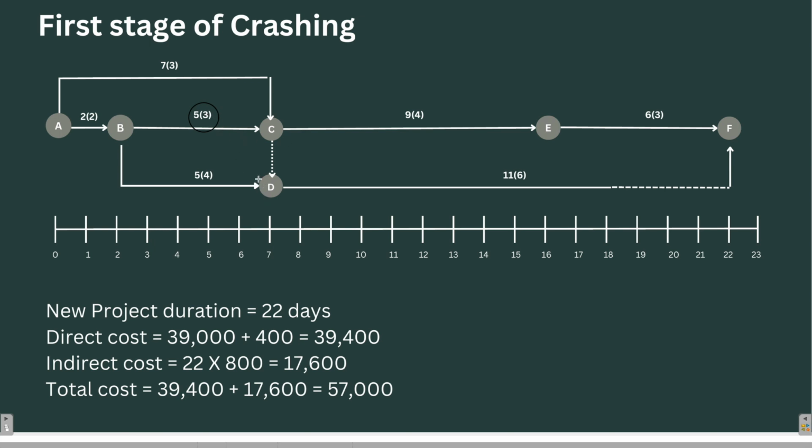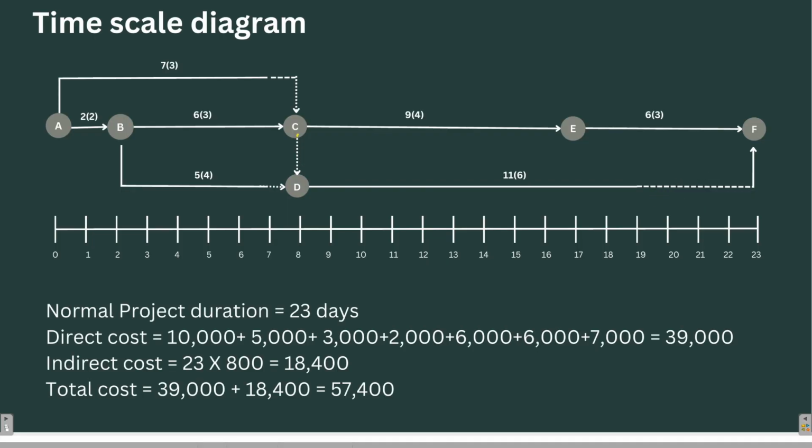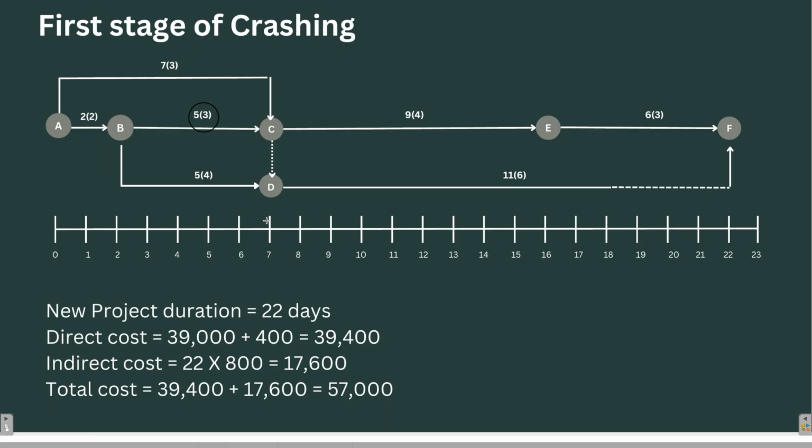After crashing it for 1 day, what will happen? You see, C activity was starting at the 8th day. It will start from the 7th day onwards. So I have made C start on the 7th day. Meanwhile, the activity D, which was also at the 8th day, will come to the 7th day. And this AC activity, which was having a float of 1 day, extra time of 1 day, the float will be gone. There will be no float available for AC as well as BD.